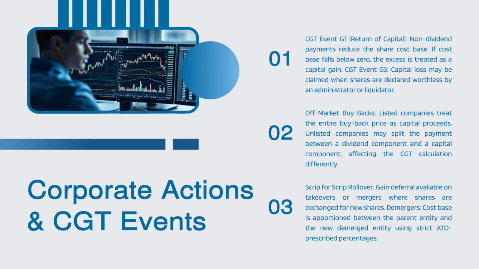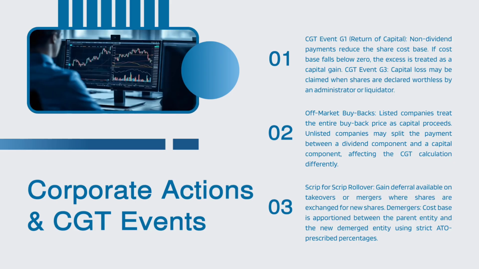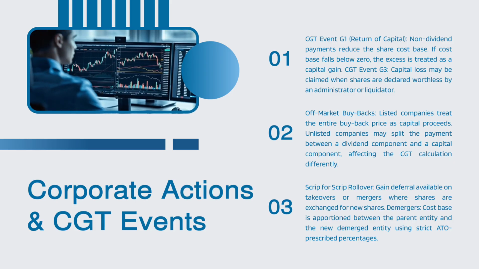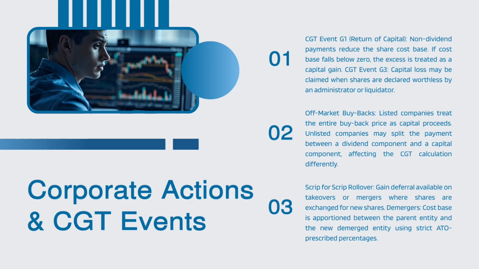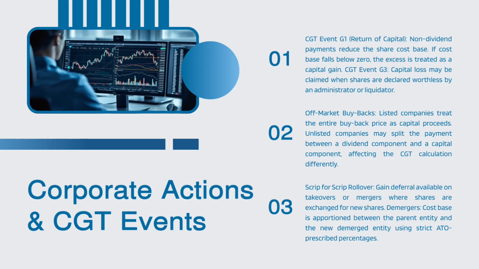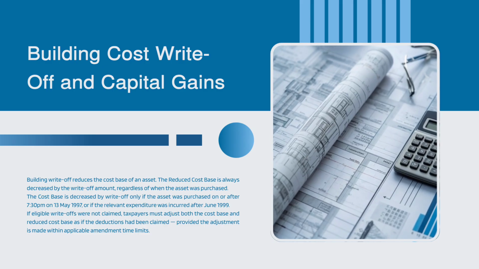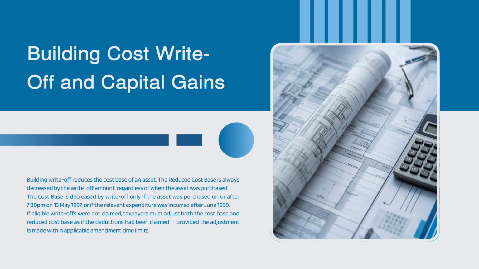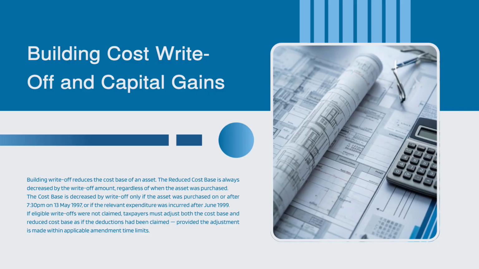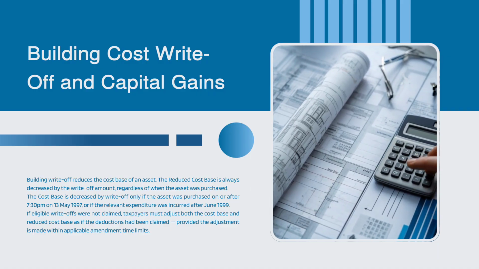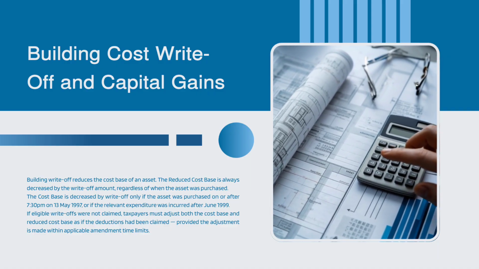We also handle takeovers and mergers. If a client exchanges shares for shares in a takeover, they can often use scrip for scrip rollover to defer the capital gain. And in demergers, like the Wesfarmers Coles split, the original cost base is apportioned between the old and new shares. Finally, let's look at how building cost write-offs, or capital works deductions, impact CGT.